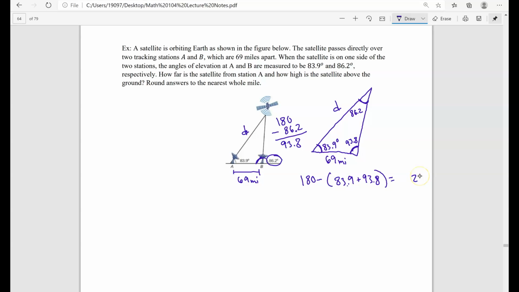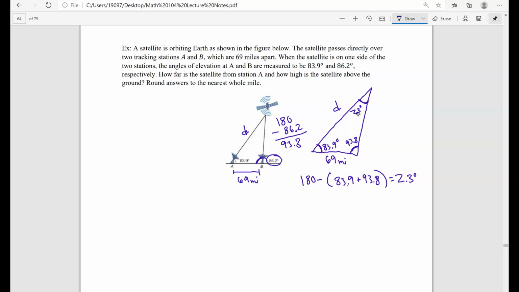That's wrong, I can't add. This is going to be 2.3 degrees. I don't know what my calculator was doing, that didn't make sense. So that's going to be 2.3 degrees. Okay, so that's what we have right there.